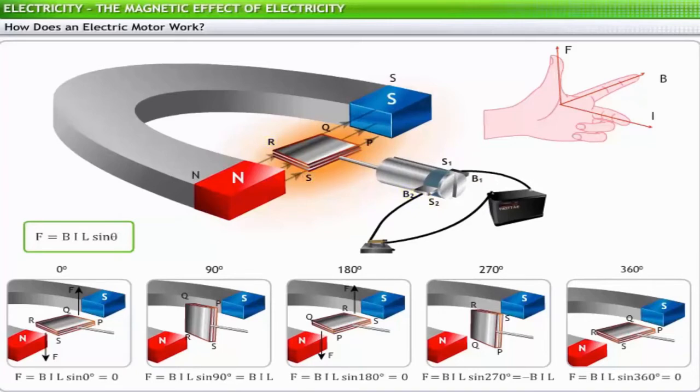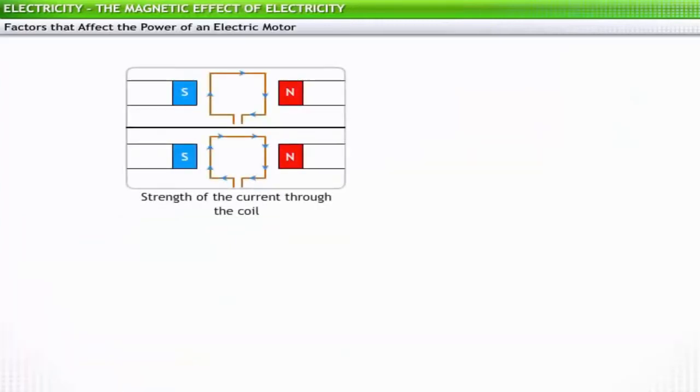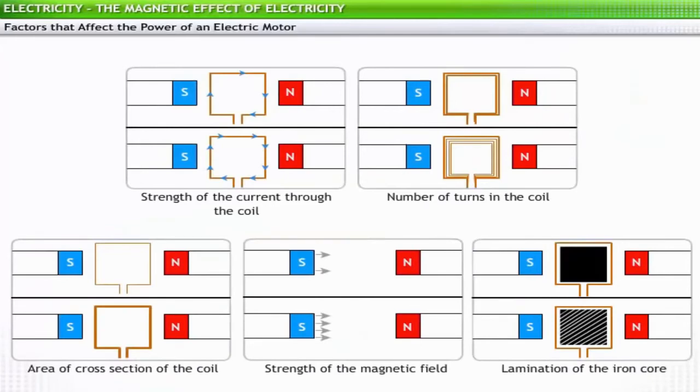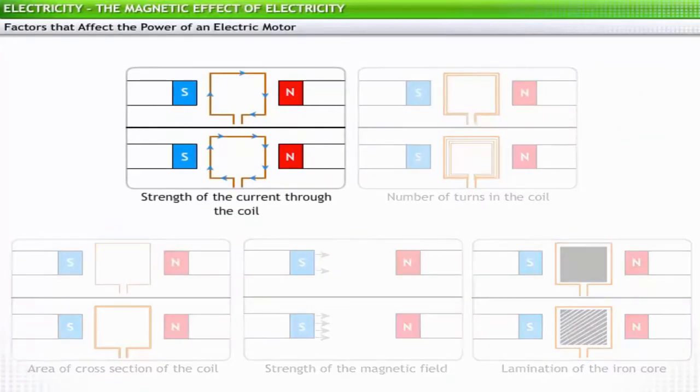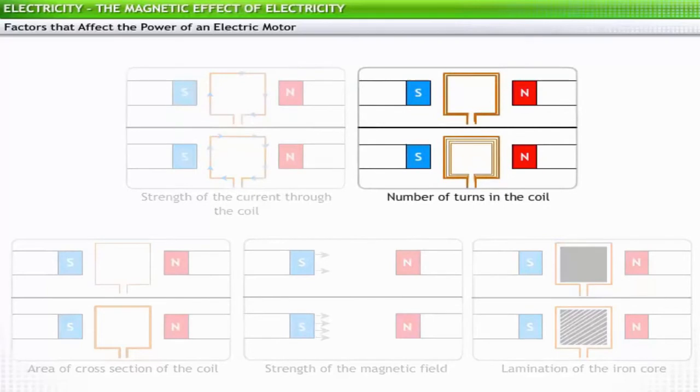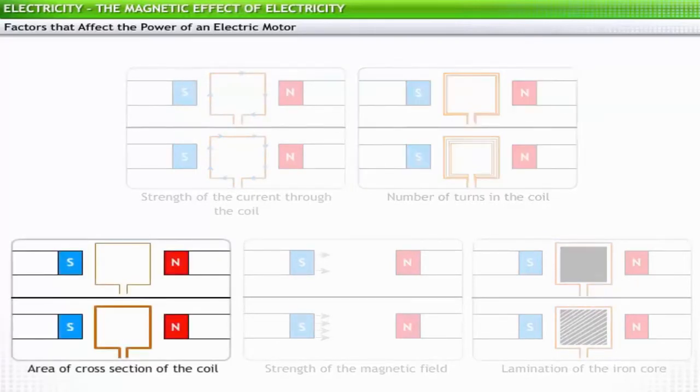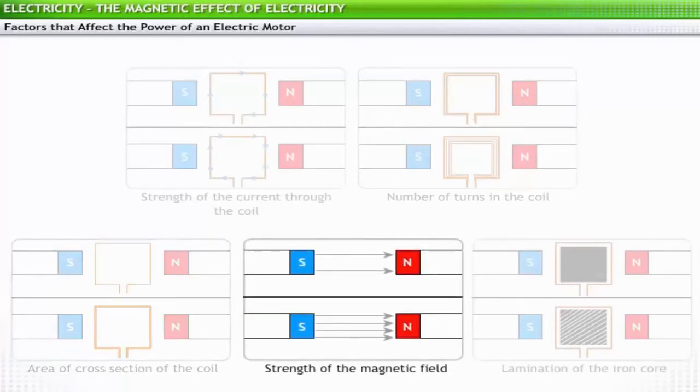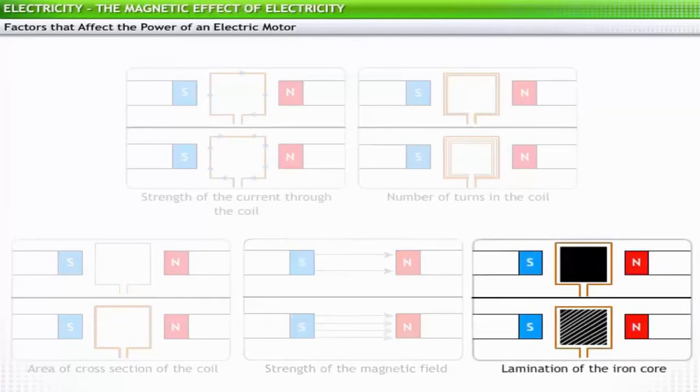Thus, as long as the coil is connected to a battery, it continues to rotate and convert electrical energy into mechanical energy. The power of an electric motor depends on the strength of the current through the coil, the number of turns in the coil, the area of cross-section of the coil, the strength of the magnetic field, and the lamination of the iron core. This lamination reduces energy losses.